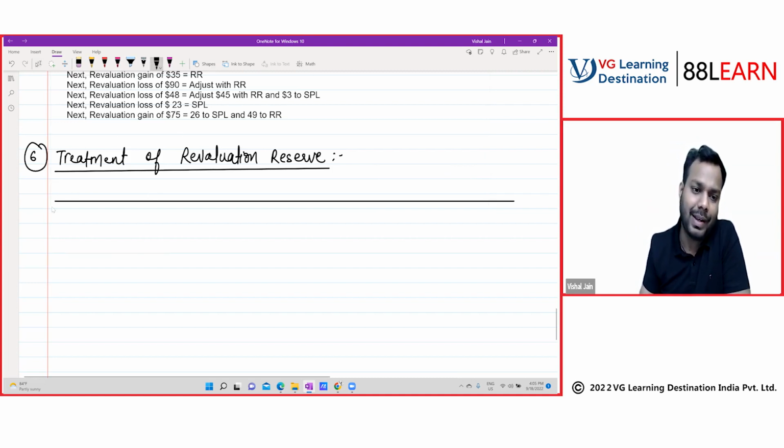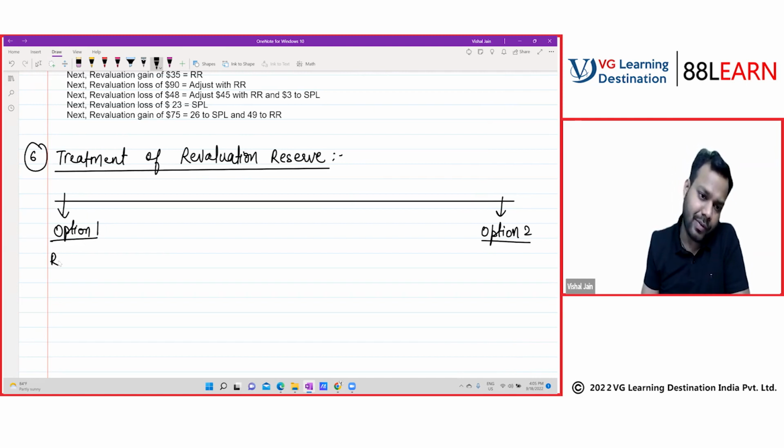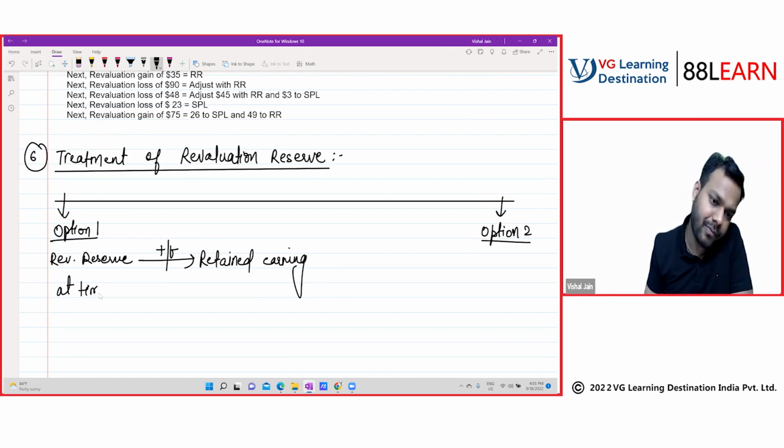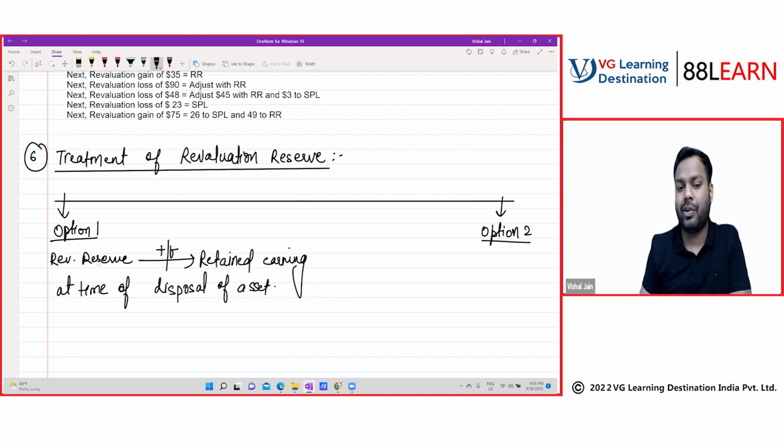Treatment of revaluation reserve. It says that the entity has two options. Option number 1: the revaluation reserve will be transferred to retained earnings at the time of disposal of the asset. When the asset is disposed of, whatever is the revaluation reserve will be transferred to retained earnings.